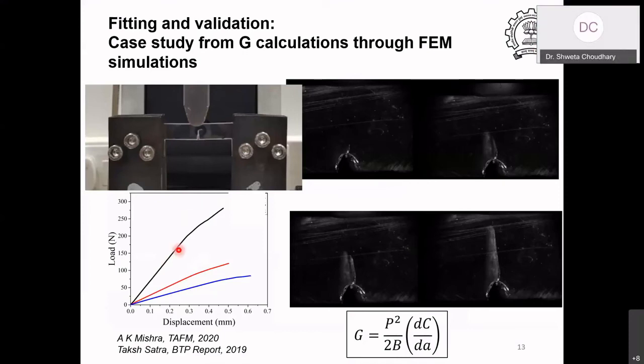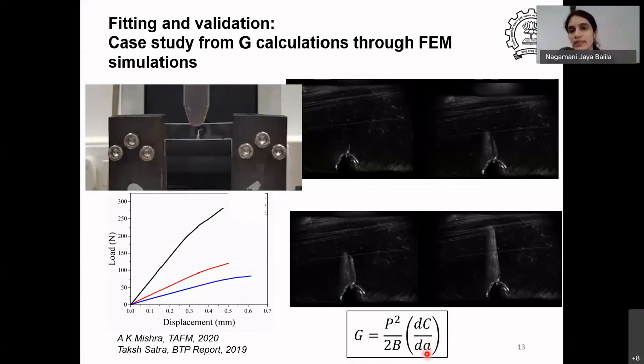So in terms of compliance, which is the inverse of stiffness, this is having a lower compliance. This is having a higher compliance. Okay, because it's the inverse. So the compliance increases with increasing crack length. So this is increasing crack length. The stiffness is decreasing. Therefore, compliance is increasing. So dC by dA increases as a function of crack length.